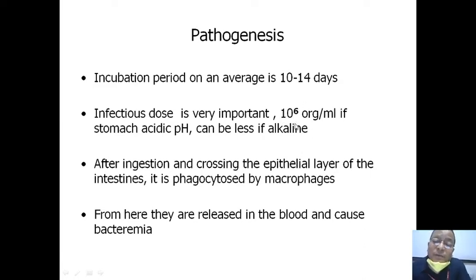the infective dose is pretty large, about 10 to the power 7 organisms per ml. So it's a huge amount of bacteria. Otherwise, it will not be able to survive the acidic pH of the gastric juice, because the gastric pH can be as low as 2. So to survive, it requires a large number of organisms. So after ingestion and crossing the epithelial layer of the intestine, as I am going to show you in a little while, it will transmit to the blood and cause bacteremia.